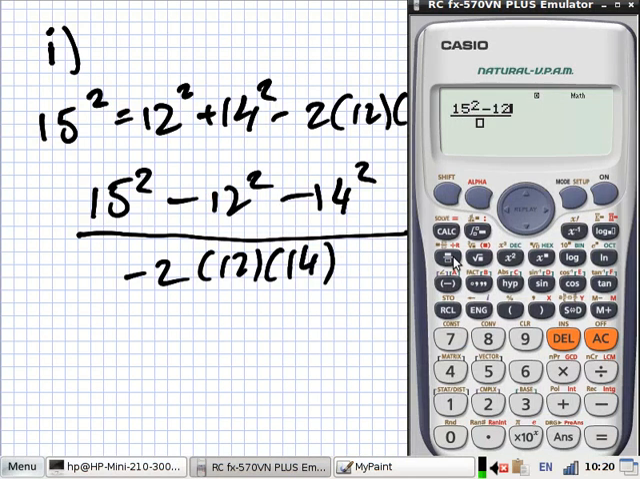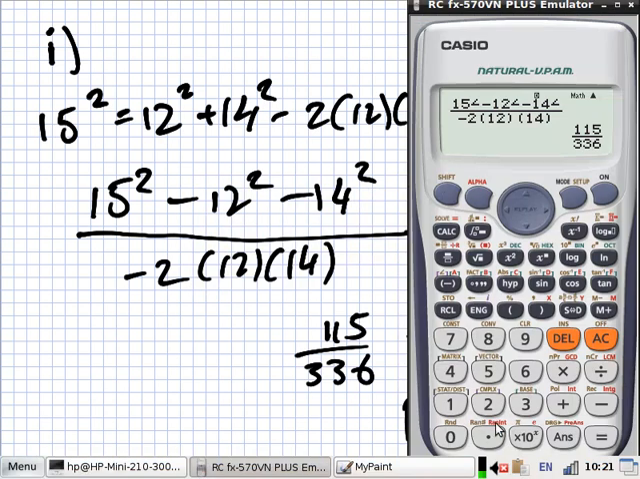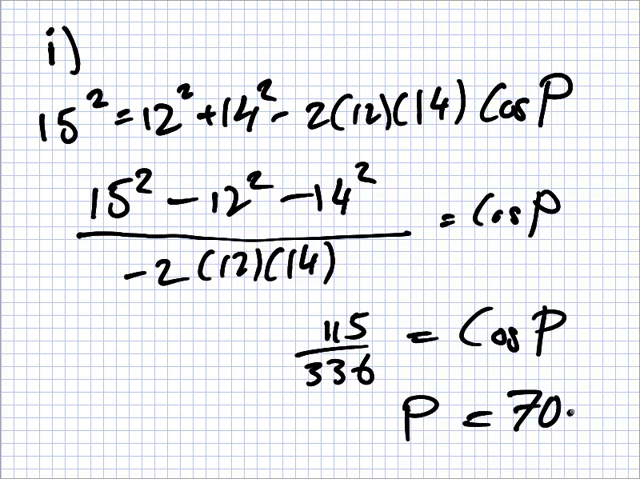I might as well just type it in because then I can get the exact decimal. 115 over 336. What the heck is that? Cos p. So p equals the cos inverse of this. 69.98. Yeah, 70 if we're doing 3 significant figures.